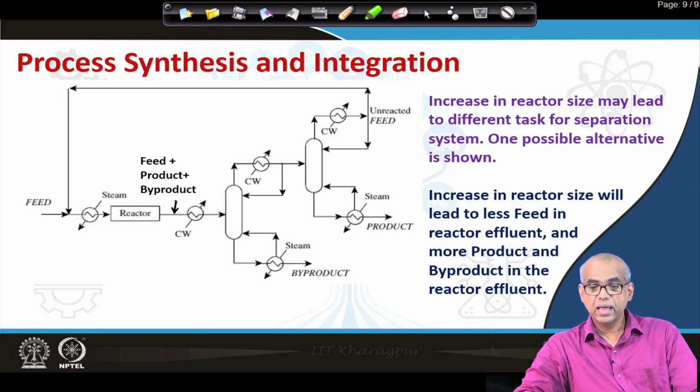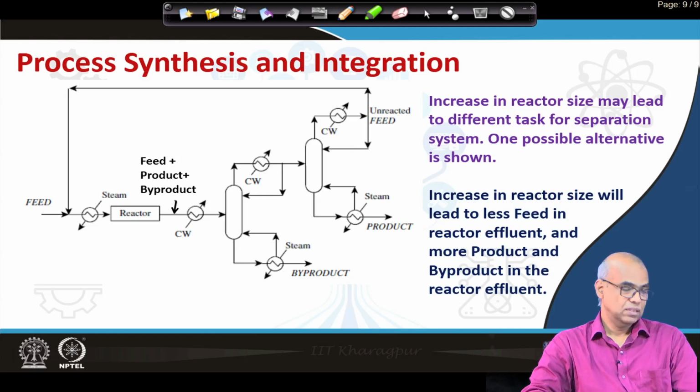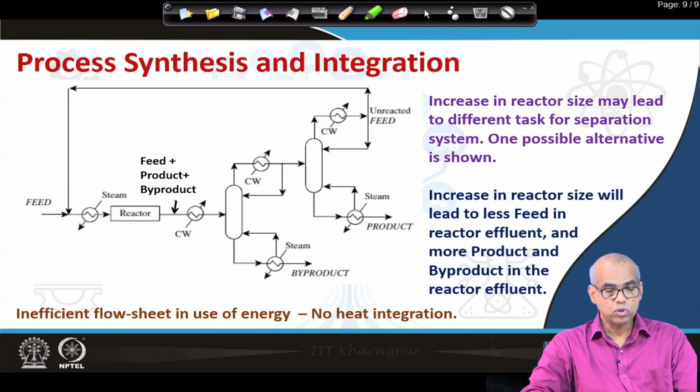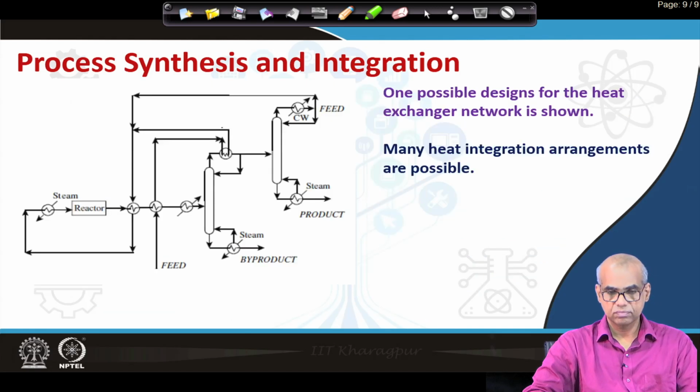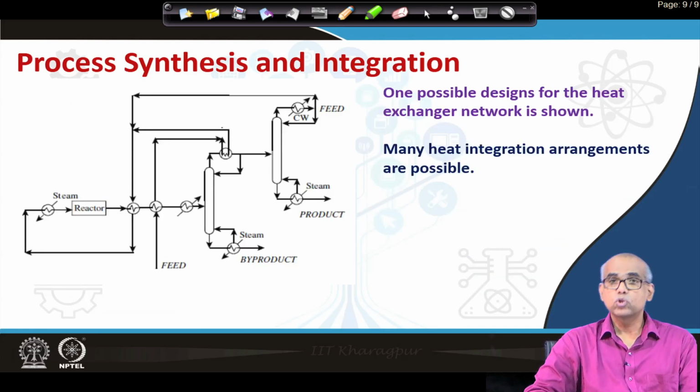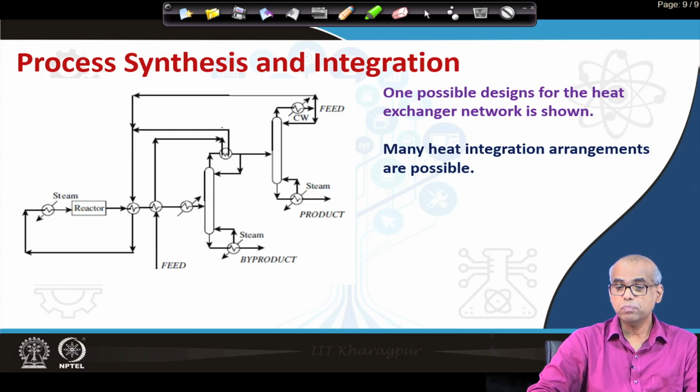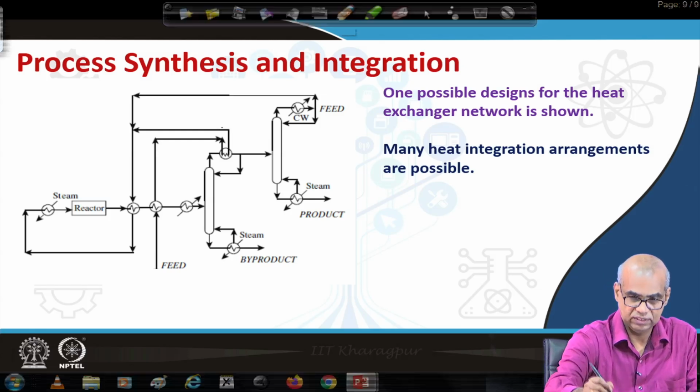So, this is again one possible alternative. There may be other alternatives as well. Again, this process is also inefficient in terms of energy use, because of the same reason: no attempt has been made to recover energy and for heat integration. So, this process shows one possible design for the heat exchanger network. Here, an attempt has been made to recover energy or heat.